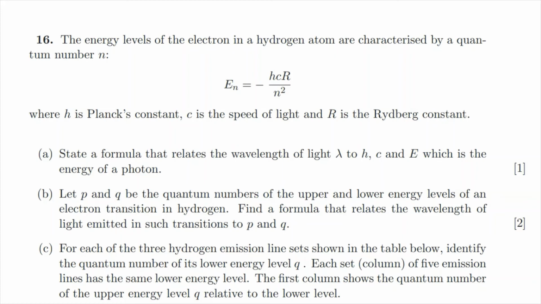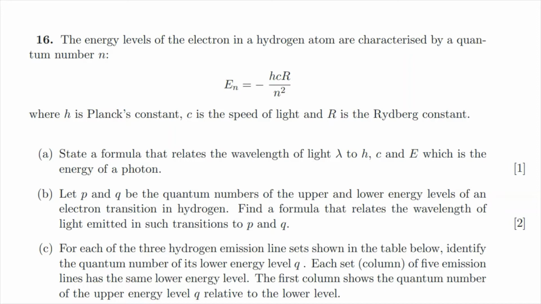Question 16. The energy levels of the electron in a hydrogen atom are characterized by a quantum number n. E sub n equals minus hcR over n squared, where h is Planck's constant, c is the speed of light, and R is the Rydberg constant.